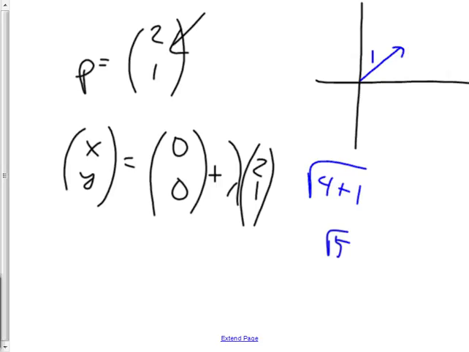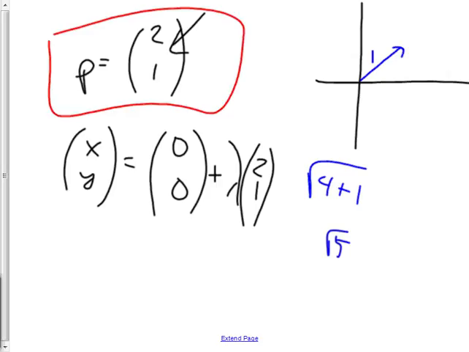Next thing is, that then helps you figure out the unit vector for this vector. This vector has a magnitude of root 5. A unit vector would have a magnitude of 1. Remember how to make the unit vector? It's got the little hat. Everybody make the unit vector for this. You can put it in column form or position vector, either one.